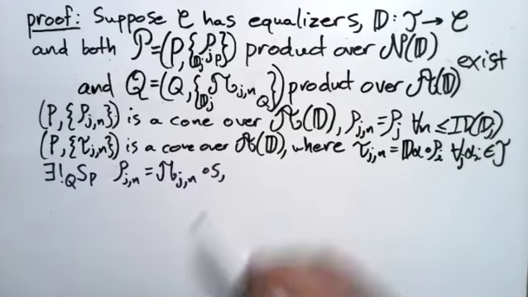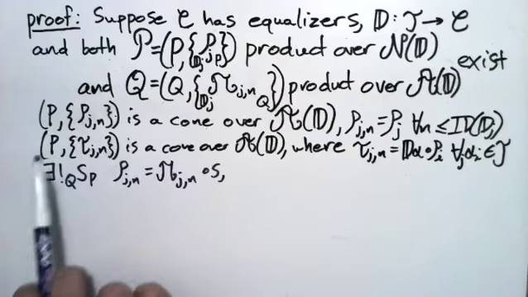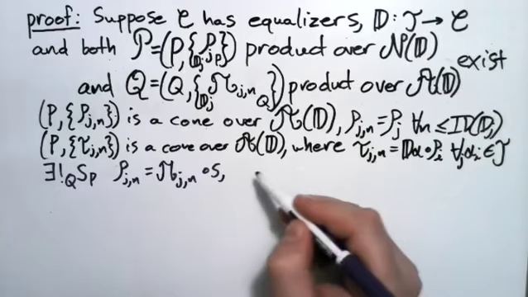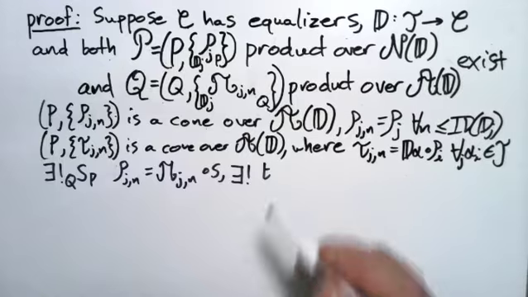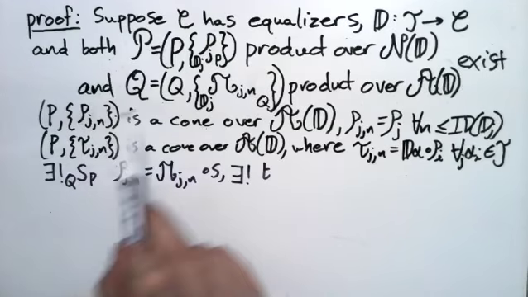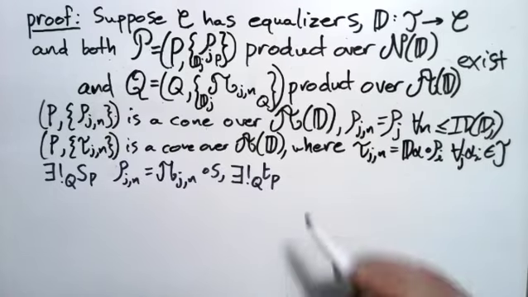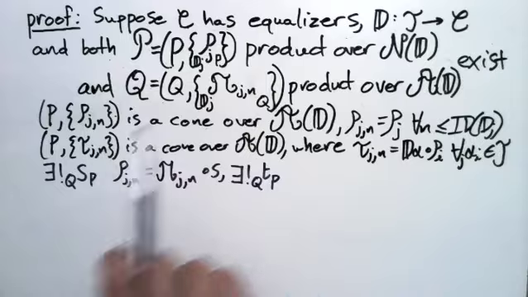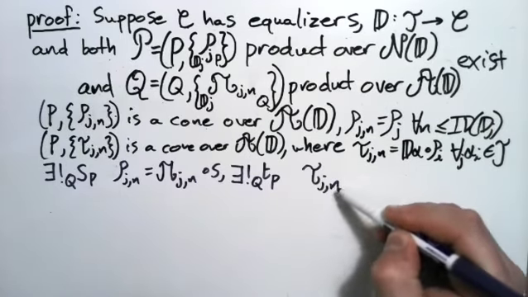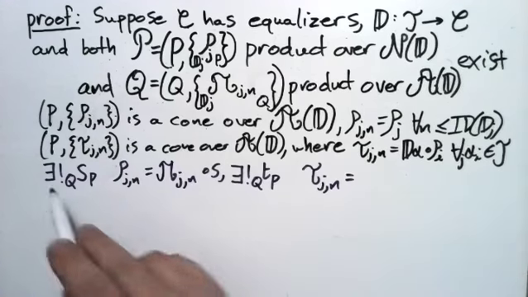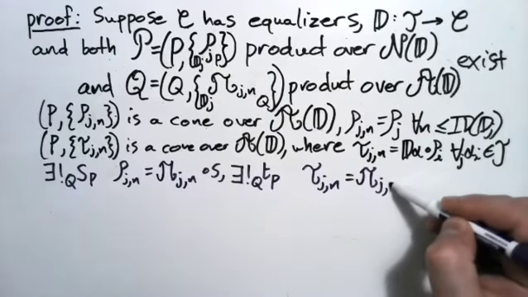And similarly, we'd need to have the mediating morphism for this cone, right? A unique one for this cone, and a unique one for this cone. So maybe that one's called T. Going, again, it's the same vertex and the same product, so it's also going from P to Q, such that, again, the legs commute. So that gives us that tau Jn is equal to pi Jn after T.